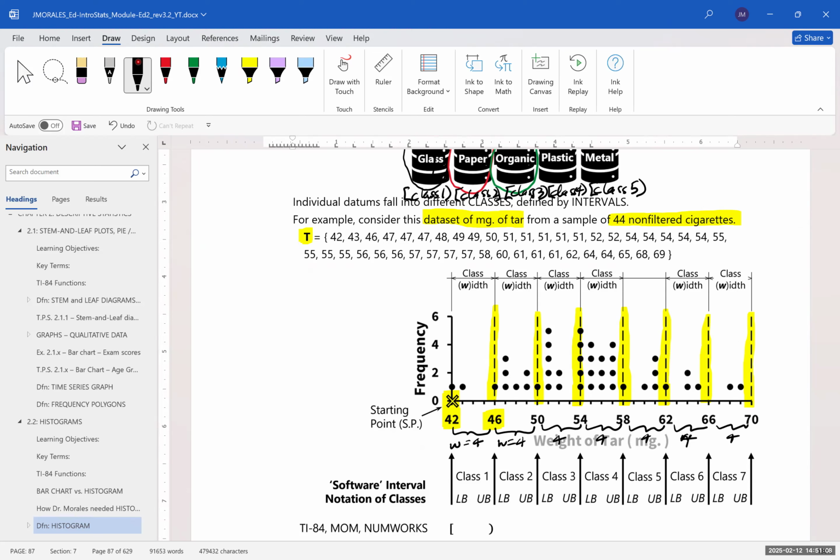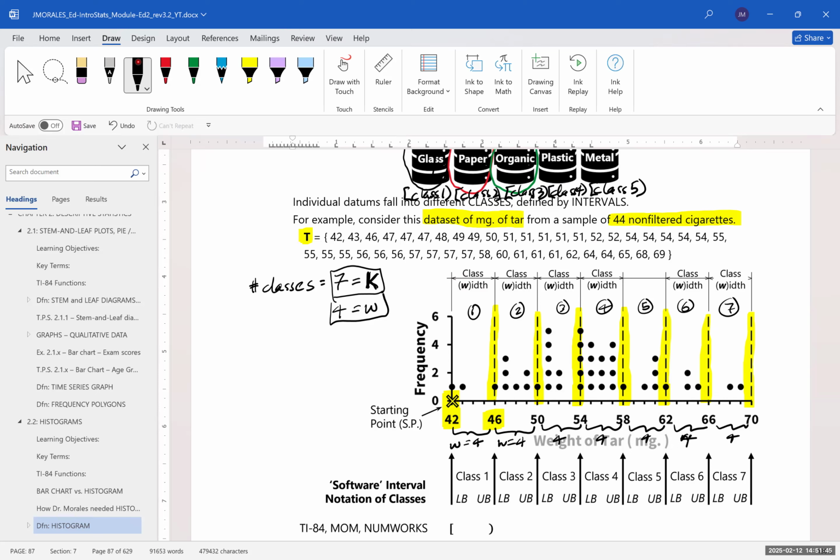All right. And then how many classes do we have? Well, we've got 1, 2, 3, 4, 5, 6, 7. So we have 7 classes. And we use an uppercase K as a variable that represents the number of classes. So we have 7 classes, and each class has a width of 4. All right, that's what we're looking at.